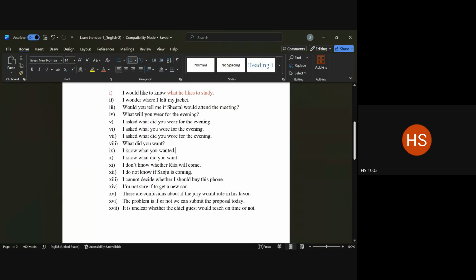You all know what subordinate clauses are, right? So if you understand what they are, then based on that, take a look at the sentence and tell me if it has a subordinate clause. What will you wear for the evening?